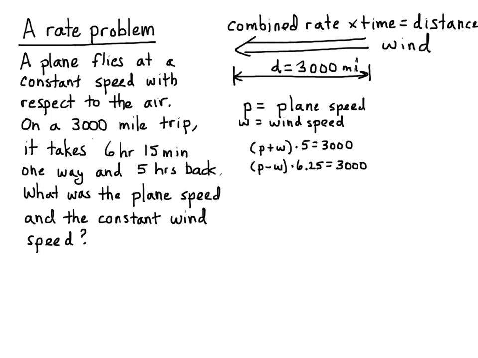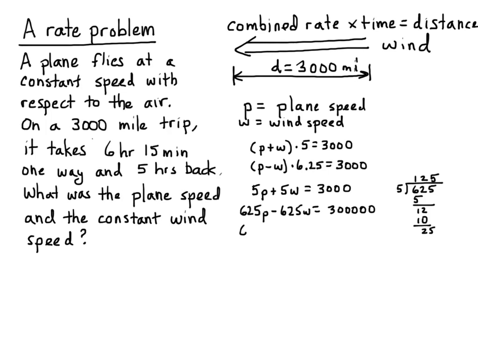Now there's two ways to solve this, and the way I solved it I think was the long way. So let me first show you the long way, and then we'll discuss the short way. Let me just take you through this. I'm going to distribute the 5 and distribute the 6.25 and multiply the 6.25 times 100 so I don't have any decimals. So I have 625p minus 625w equals, looks like 300,000.